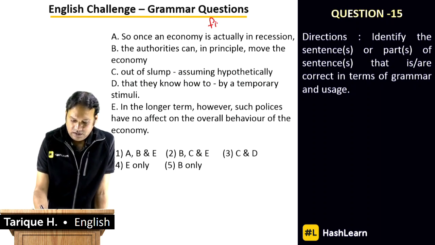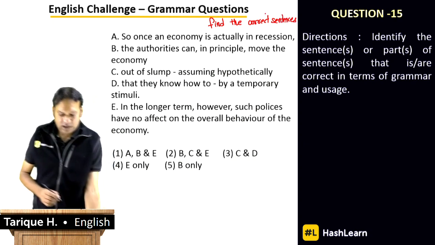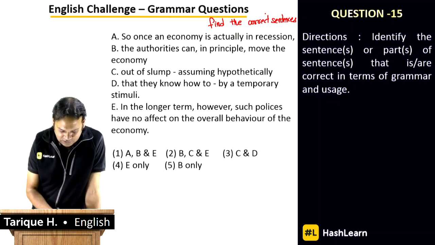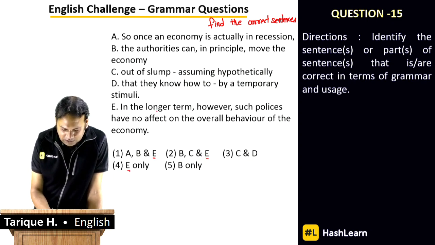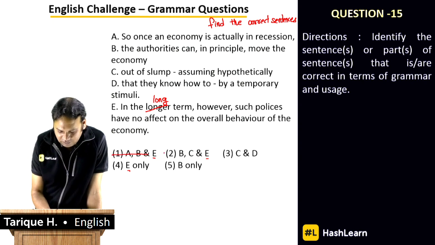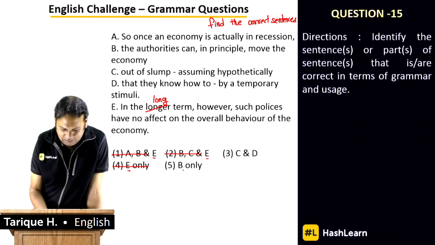Find the correct sentence. I'll solve this question quickly for you because you're already running late here. Let's look at the answer options. I'll teach you how to use the answer options. We have E in 1, 2 and 3. So first let's look at E. "In the longer term" is not right. It should be "in the long term". So that means first, second and fourth are anyhow gone. Now we are left with C, D and B only.